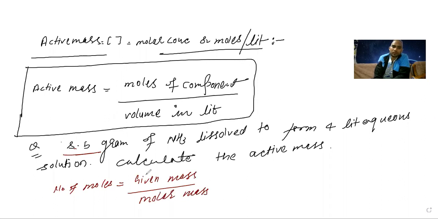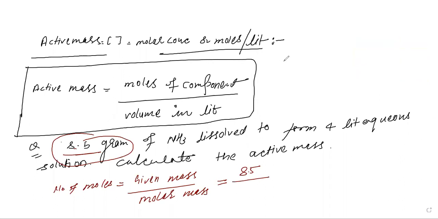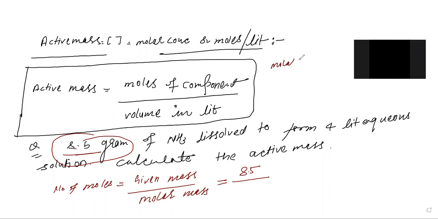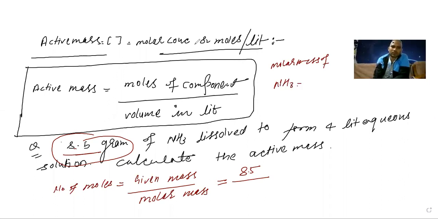How much is the given mass? 8.5 gram, so I am writing 8.5 gram. Molar mass of ammonia, how much is there? Can you please tell me the molar mass of ammonia? So that is N plus 3H. Nitrogen, how many are there? Can you tell me the atomic mass of nitrogen?